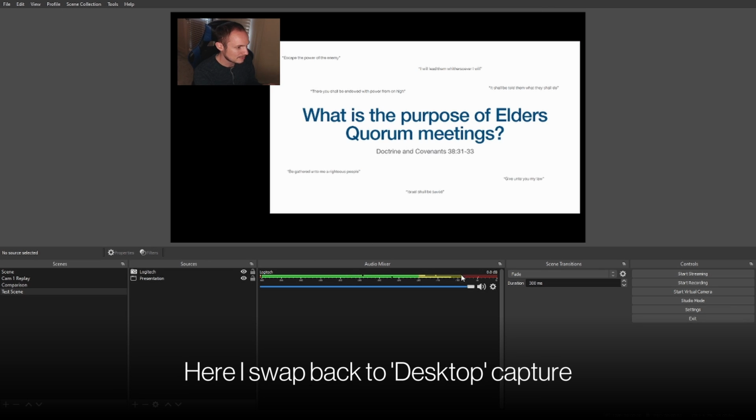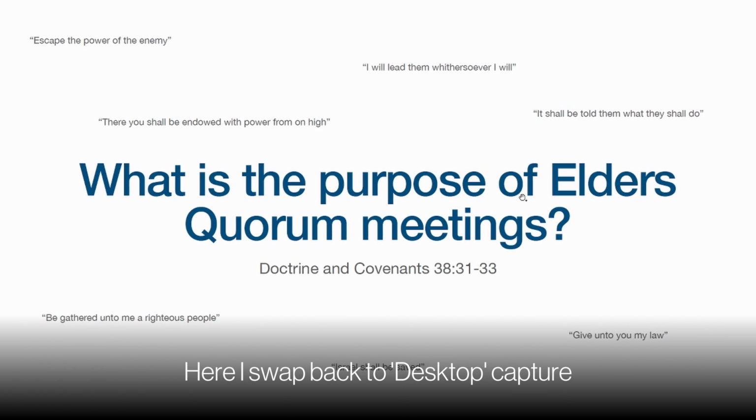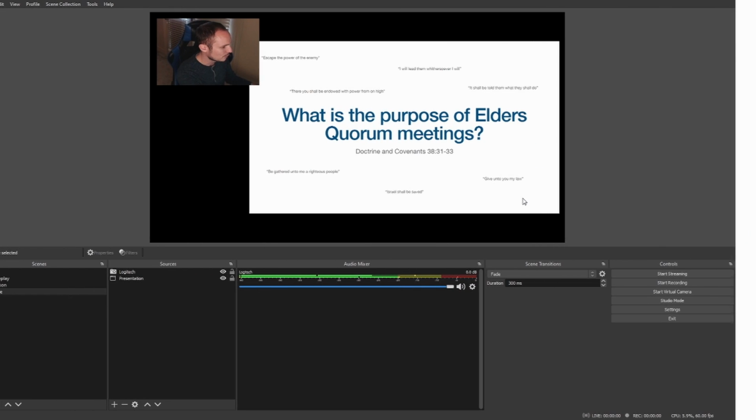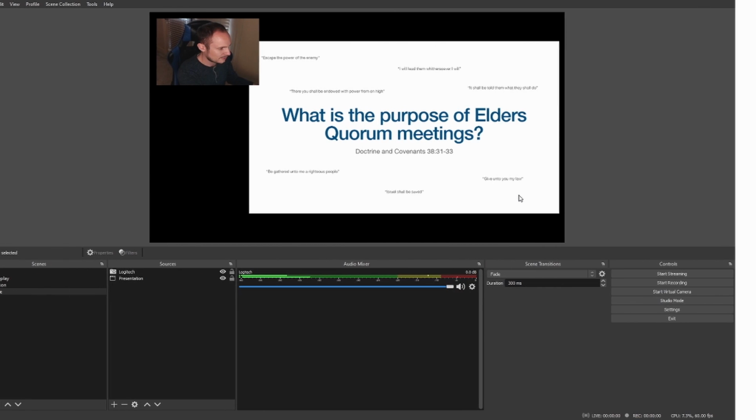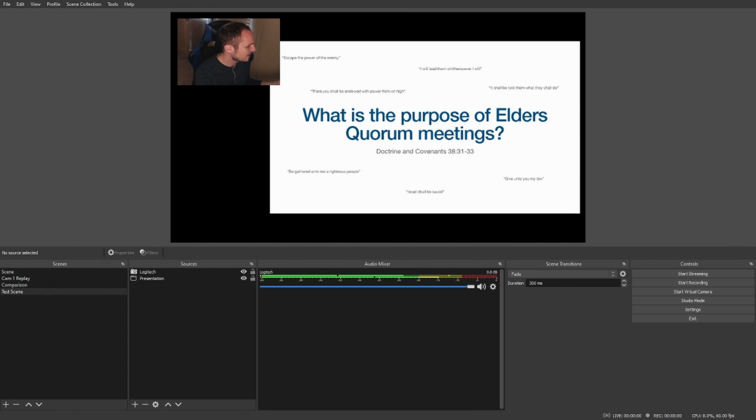So if we do a desktop capture, when I actually come over to a new window, you see the whole scene changes to the new window. But if I leave it as a window capture, then you only see that window regardless of how many other screens I go to.